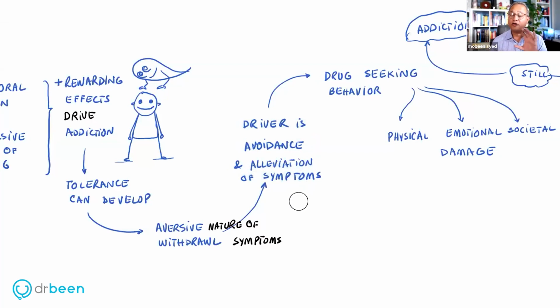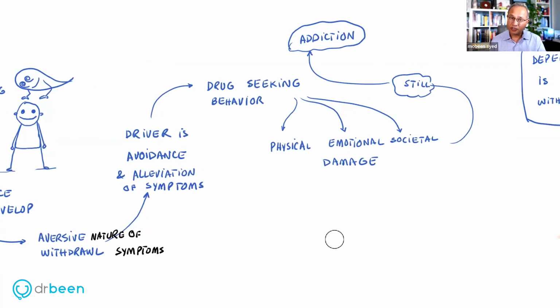The patient would want to avoid what is happening, and would try to alleviate it, try to fix that. For that fix, what would the patient want? The patient would want opioids. In this addictive behavior pattern, the patient would be seeking opioids even in spite of physical, emotional, and societal damage to themselves. They would still look for opioids. And that is a state of addiction.